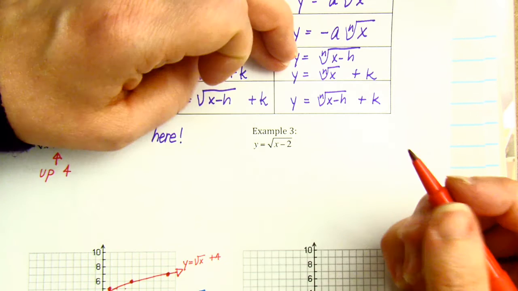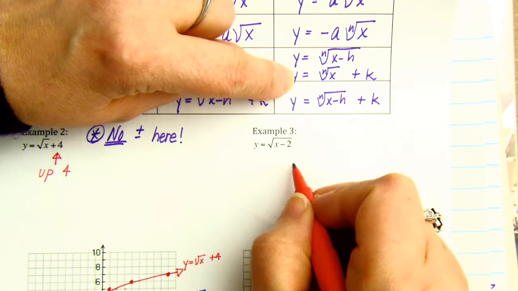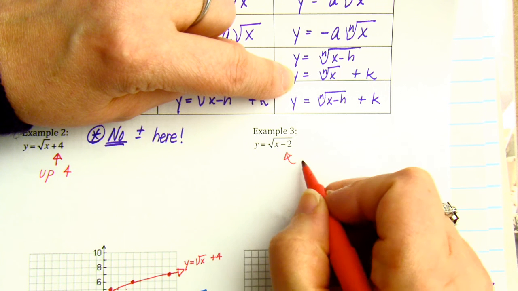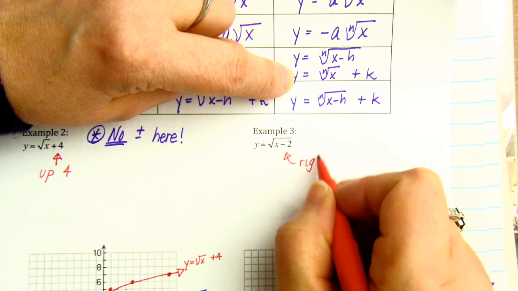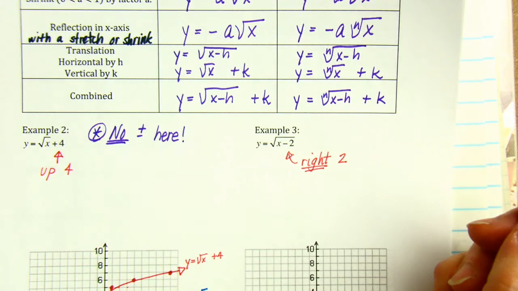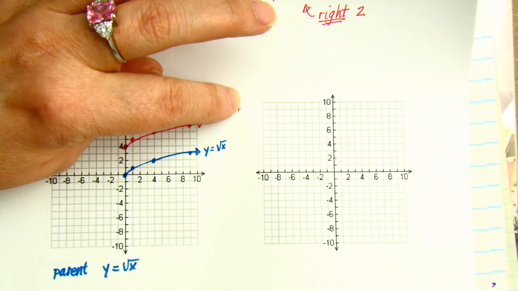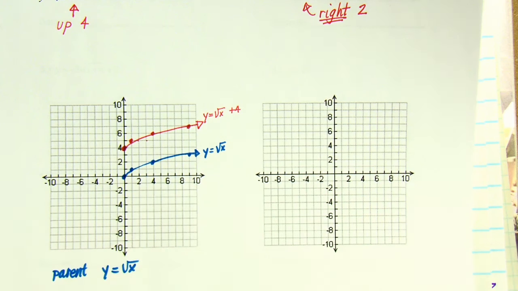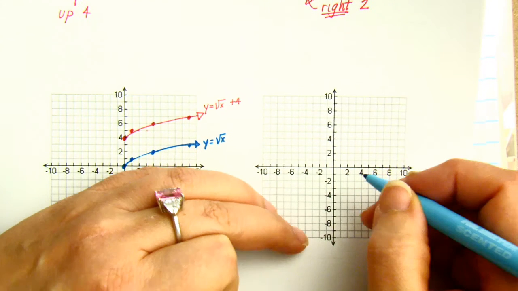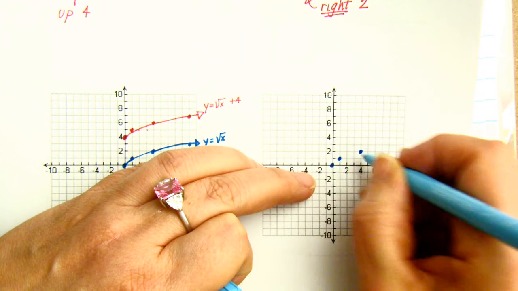Well, hopefully remember, you always move in the direction opposite the sign. This says take the parent function square root of x and move it not to the left but to the right 2 units. So let's graph the parent function first. It helps me anyway, and it helps you to memorize those ordered pairs that are on it: 0, 0, 1, 1, 4, 2, and 9, 3.